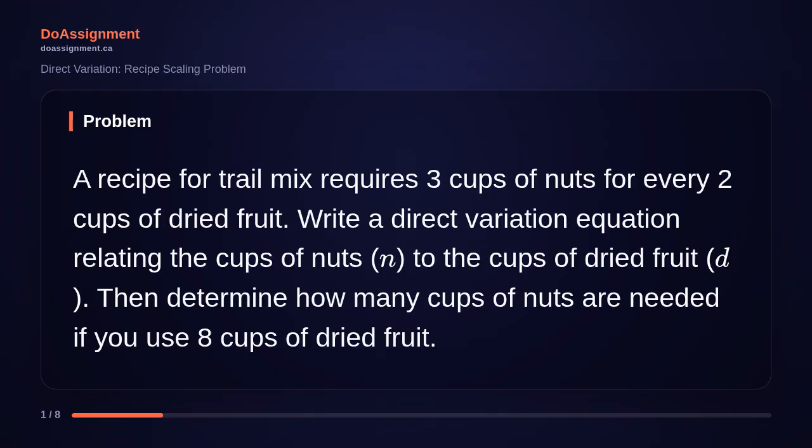A recipe for trail mix requires 3 cups of nuts for every 2 cups of dried fruit. Write a direct variation equation relating the cups of nuts N to the cups of dried fruit D. Then determine how many cups of nuts are needed if you use 8 cups of dried fruit. Now let us work through the solution step by step.